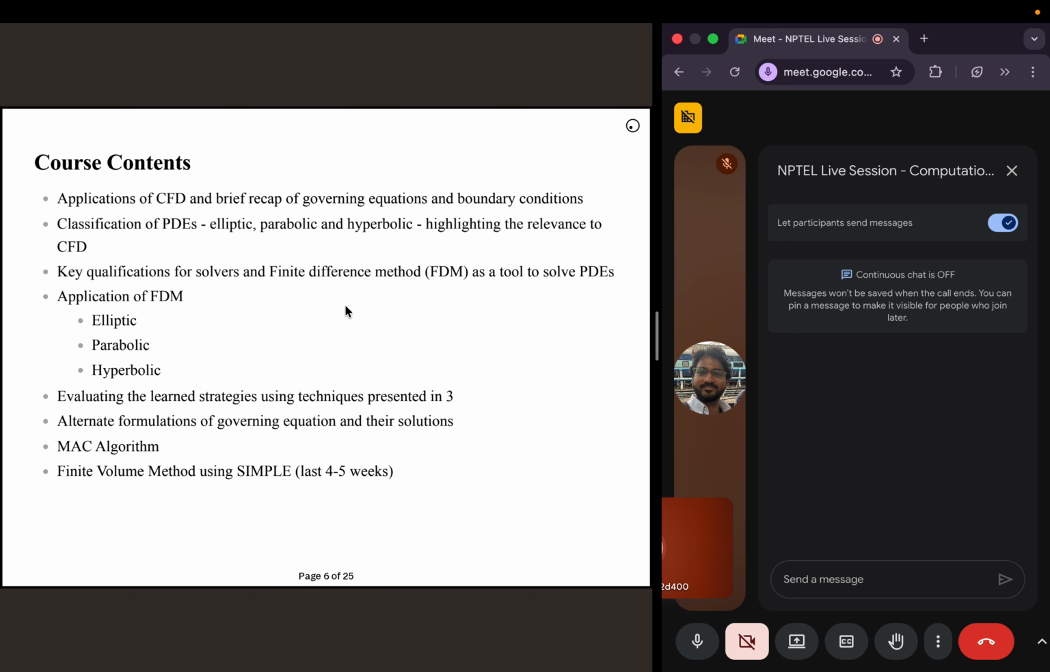Coming to the course contents, we started out with a brief recap of the governing equations for the flow, and we classified different kinds of PDEs. After that, we discussed the finite difference method. Last week, we discussed how to apply this technique to elliptic equations. This week, we'll be covering parabolic equations.